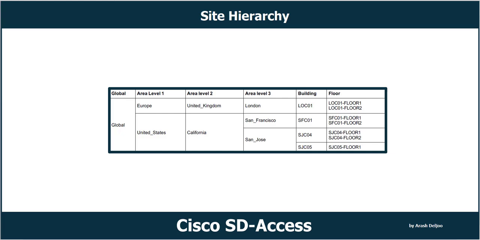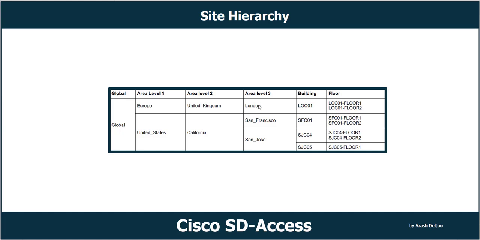In this video, I'm going to explain the site hierarchy and its configuration in Cisco SD-Access. Assume that we have a company. This company has some branches in Europe and also in the United States. For example, in Europe, we have one branch in the United Kingdom, and in the United States, we have two branches in California, in San Francisco and San Jose.